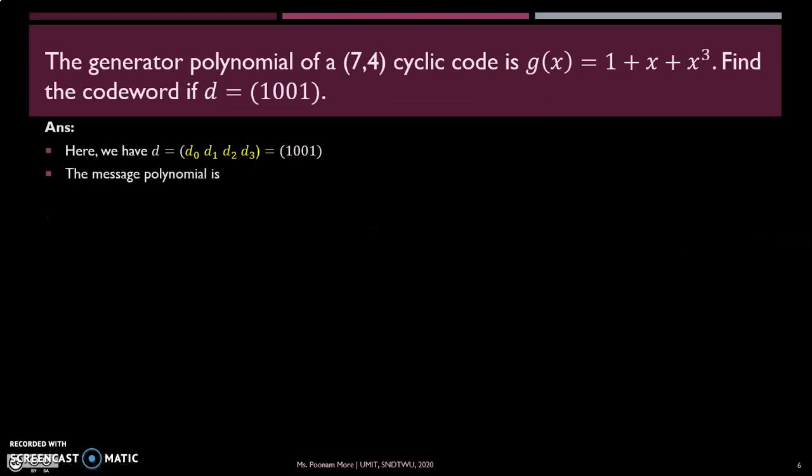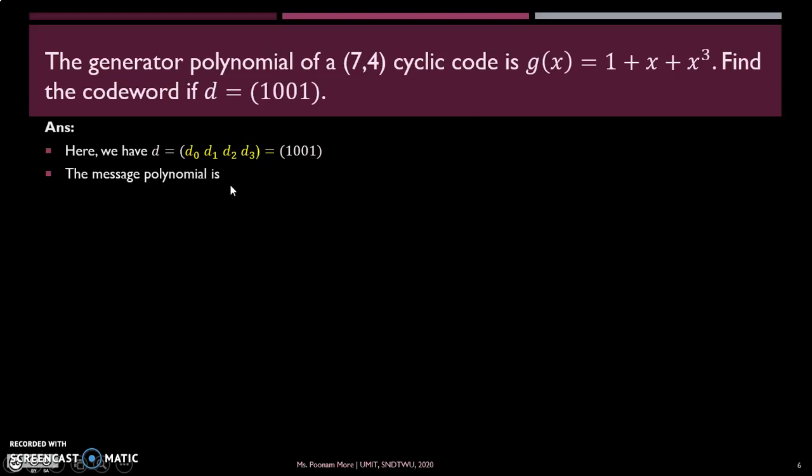So let's see with the example. Suppose you have the generator polynomial of a (7, 4) cyclic code, which is given as 1 plus x cube. Then we have to find the code vector or code word for the data message or message bits 1001. So here d is equal to 1 0 0 1, where the 1 is d0, the next 0 represents d1, the next 0 represents d2, and the last 1 represents d3.